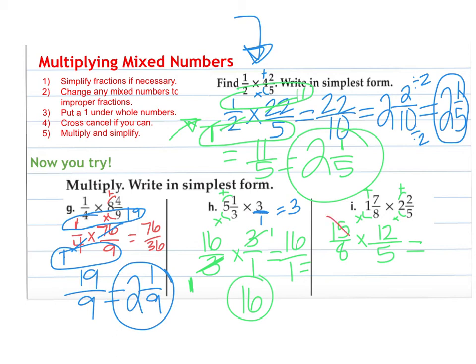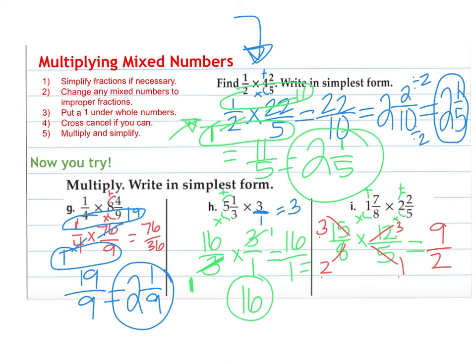So 15 divided by 5, they can both be divided by 5. 15 divided by 5 is 3. 5 divided by 5 is 1. 8 and 12 can both be divided by 4. 8 divided by 4 is 2. 12 divided by 4 is 3. So then I do 3 times 3, which is 9. 2 times 1, which is 2.